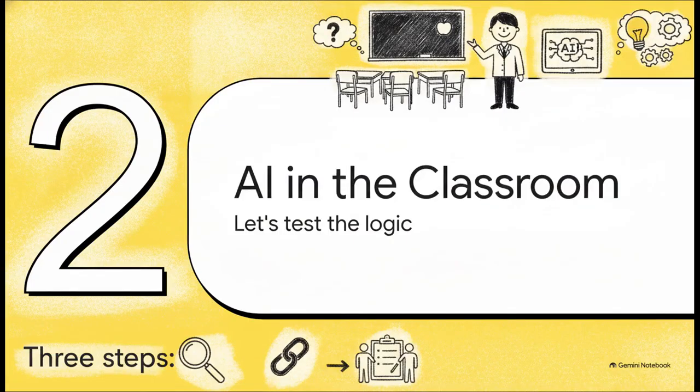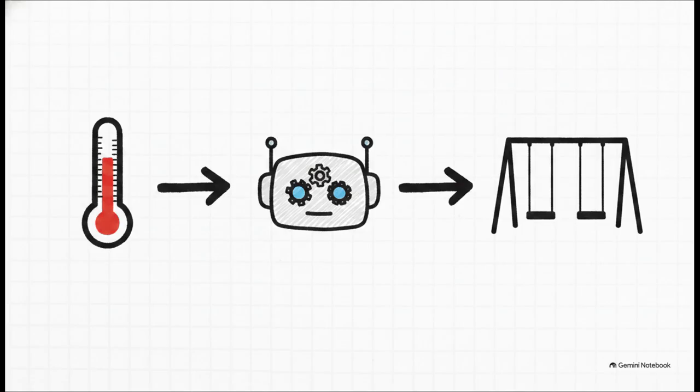Section 2. Example. AI in the classroom. Let's test the logic. Let's take those 3 steps and apply them to a super common, everyday classroom scenario just to see how this actually plays out. Imagine we have an AI system and its one very important job is deciding, should recess be indoors today? Let's trace the logic here.